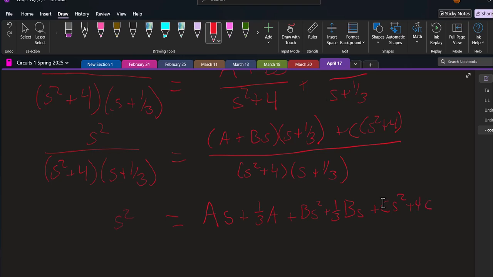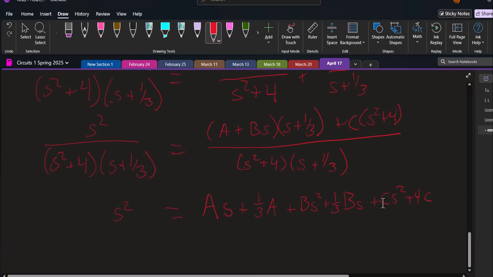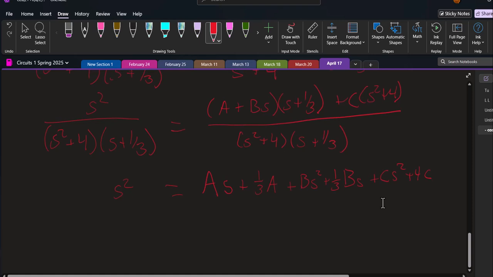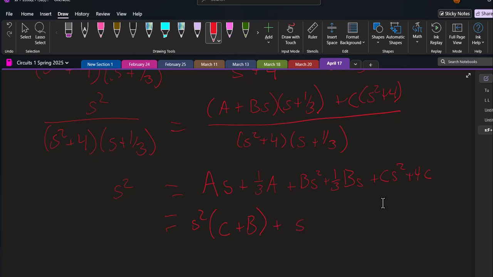And all of that has to equal s squared, because the denominators on both sides are the same. So I can just ignore the denominators. Now I'm going to gather these together based on their power of s. So I have cs squared, and I also have a bs squared. So for s squared, I have c plus b.